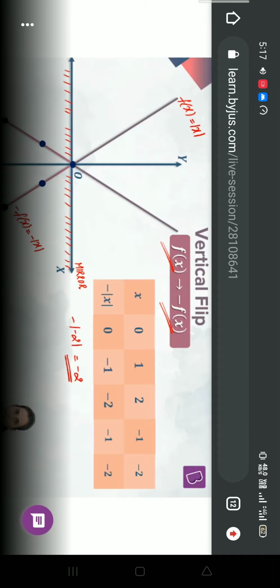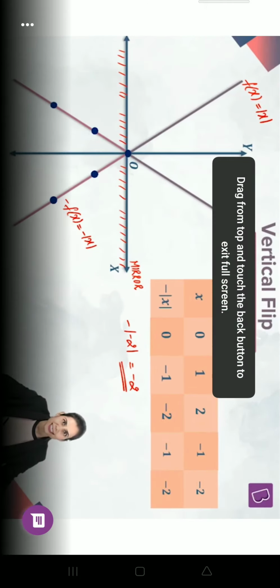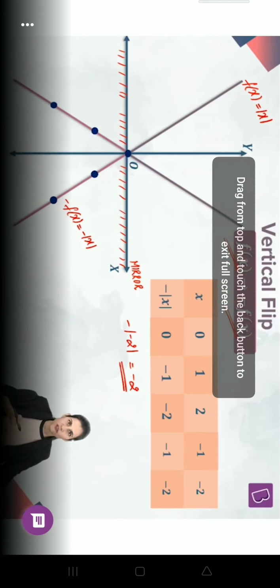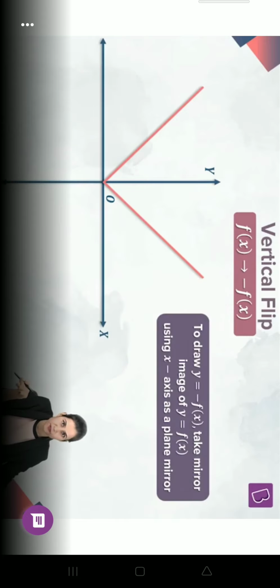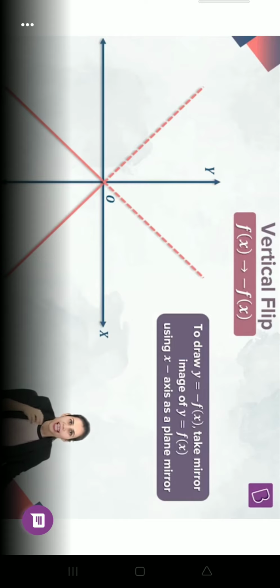Yes, isn't it? That means if you take the graph of mod x and you vertically flip it about the x-axis, you get the graph of minus mod x. Yes, that's it. This is the answer to your question. This is not just valid for mod x, this is valid actually for any function f. If you have the graph of f with you and you vertically flip it about the x-axis, you end up getting the graph of minus f with you. That's it, end of the story.